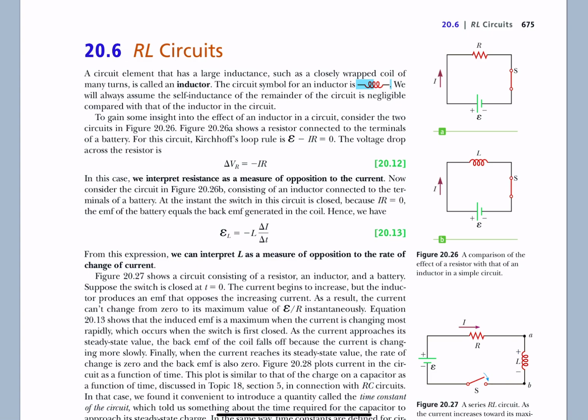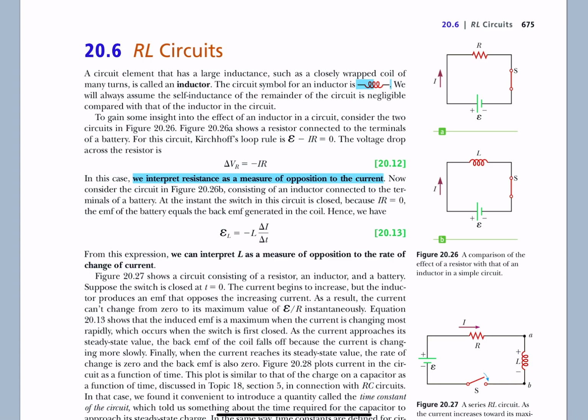Now, equation 20.12 is Ohm's law, and the way we're going to look at resistance in this case is not so much as an object that work is going to be done on, where voltage is going to be used up as a current goes through a circuit from a power supply, from a battery. Instead, we're going to look at it a little bit differently. We're going to interpret resistance as a measure of the opposition to current. In other words, our goal here is for the inductor to minimize sudden changes or fluctuations in the current in a circuit.